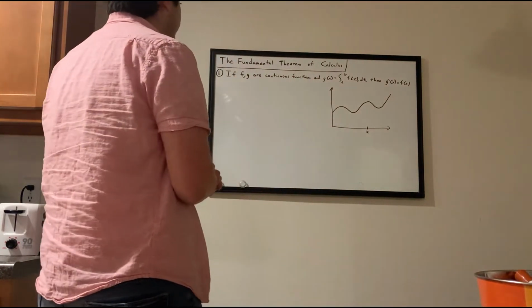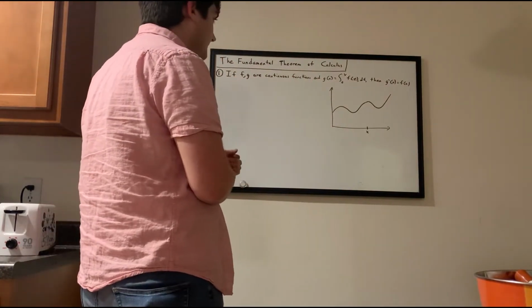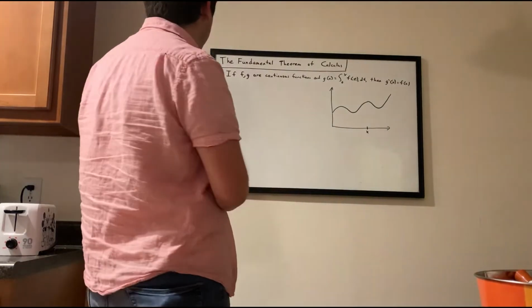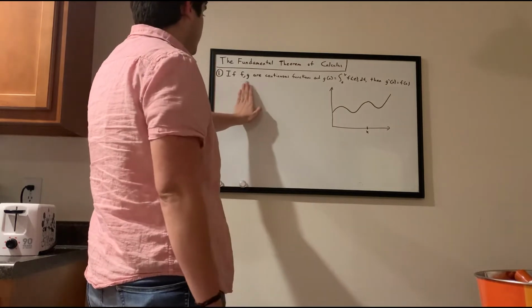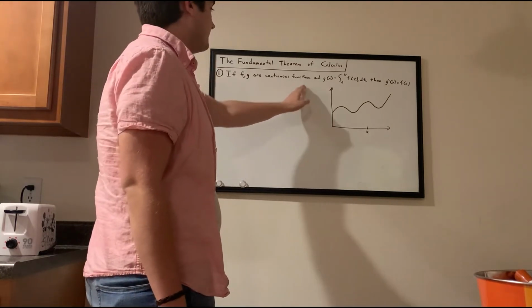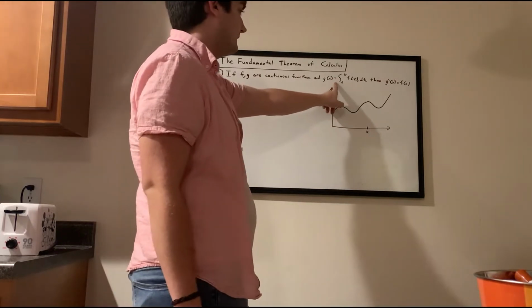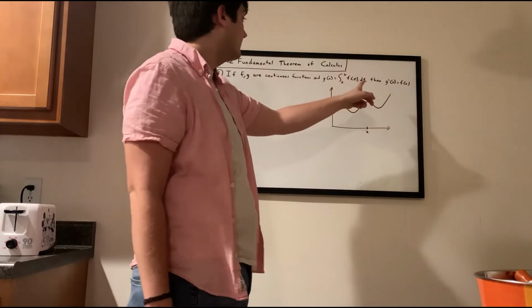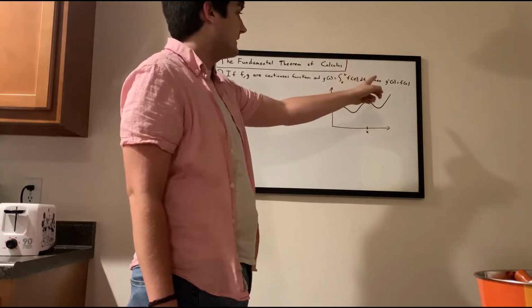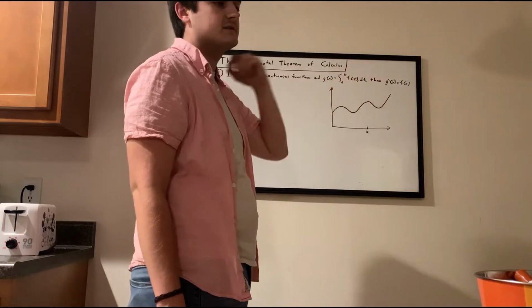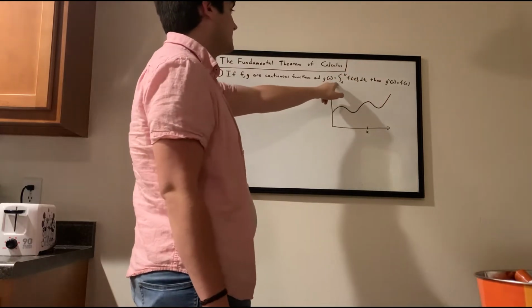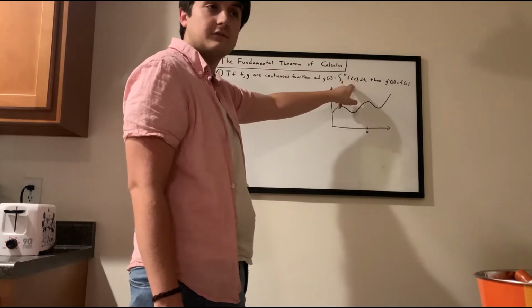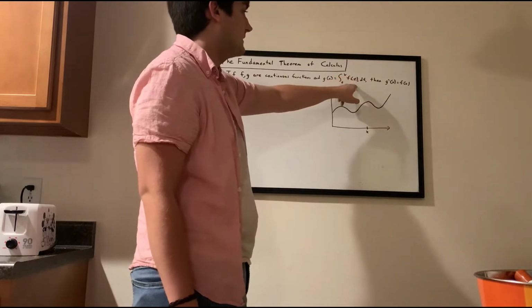To start off, I have the first part of the Fundamental Theorem of Calculus written, of which there are two different parts. The first part says that if f and g are continuous functions, and we let g of x be defined as the definite integral from 0 to x of f of t dt, then g prime of x is equal to f of x. Basically, the derivative of this g function is simply our function f inside the integral, but I just take the x and I put it in.